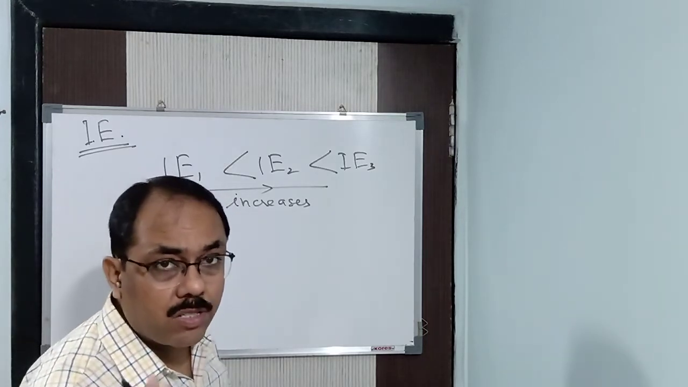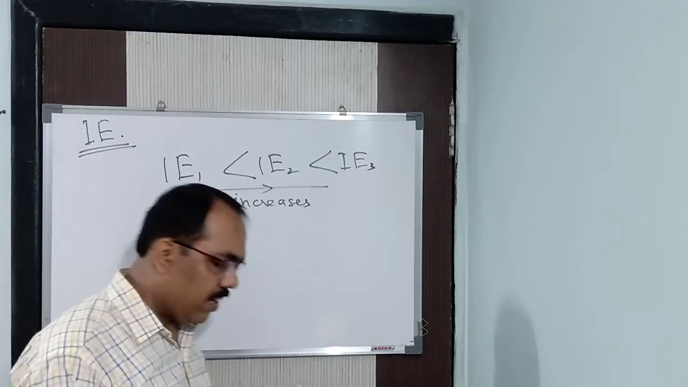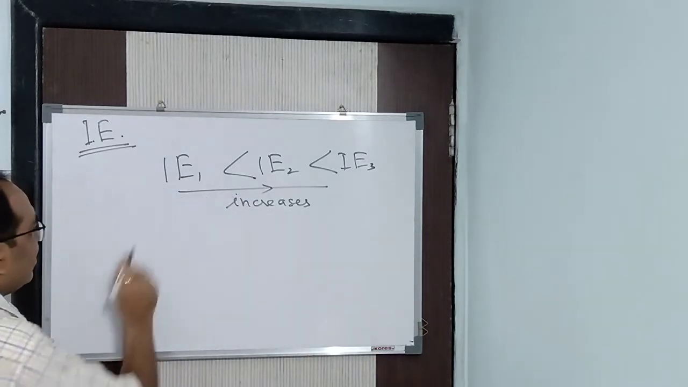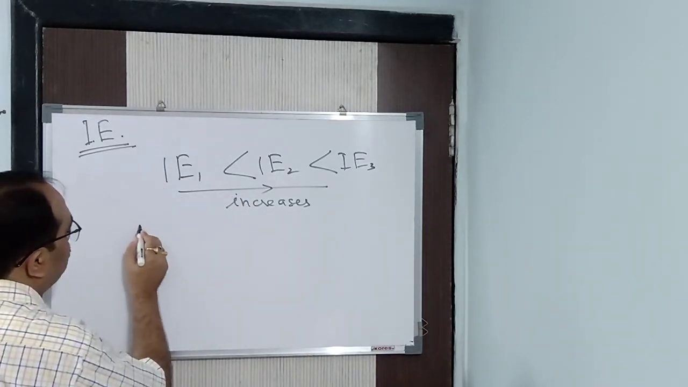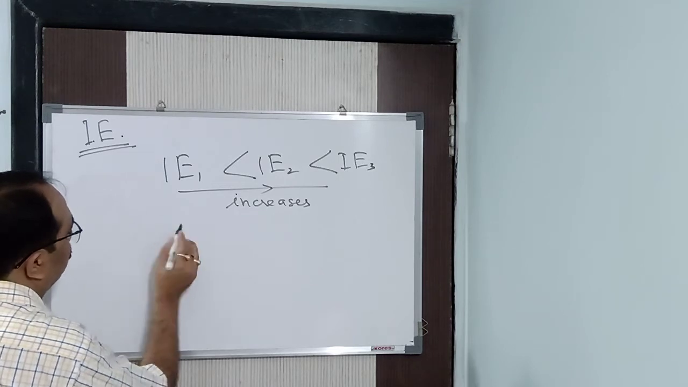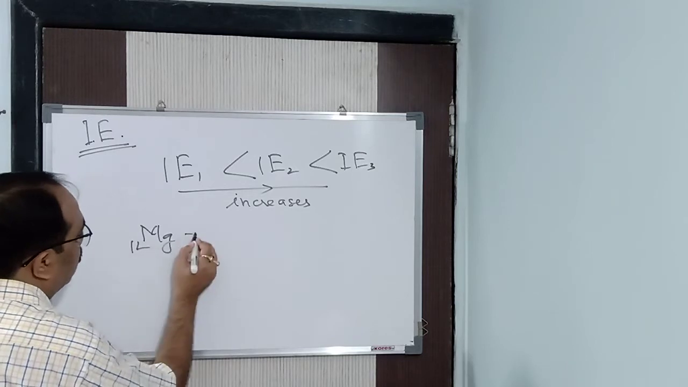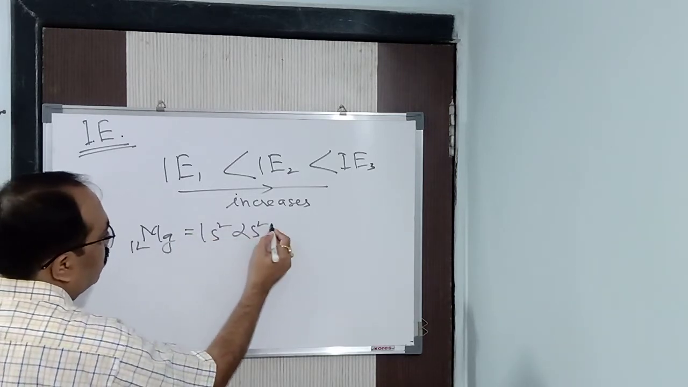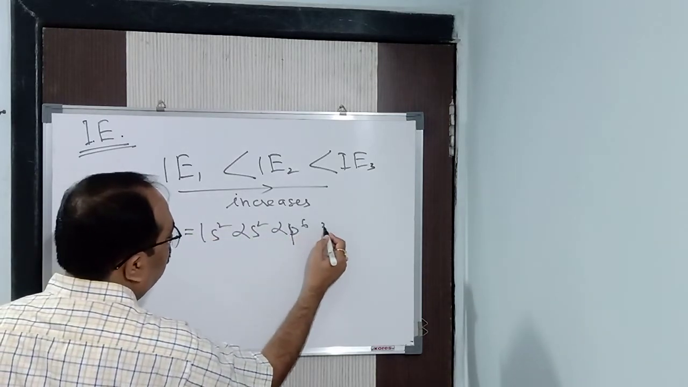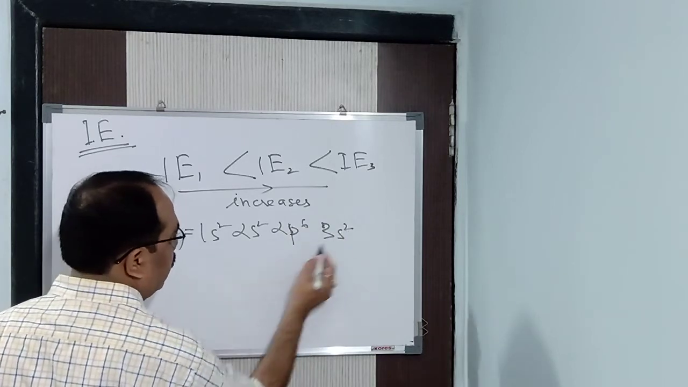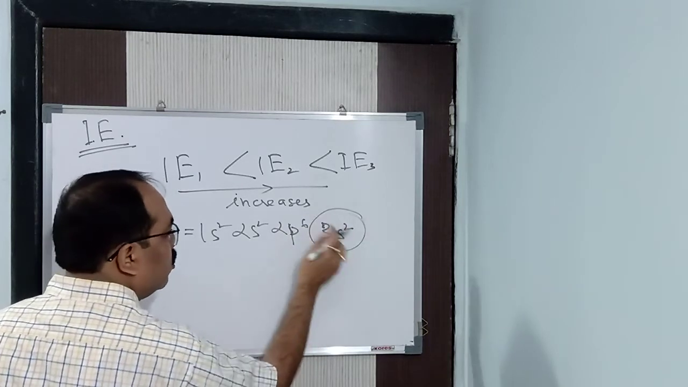Now why is it so? I'll give an example and I'll explain. Let us say we have an element, magnesium. Mg, atomic number 12. Let me write the electronic configuration: 1s2, 2s2, 2p6, 3s2. So in the outermost shell we have 2 electrons.